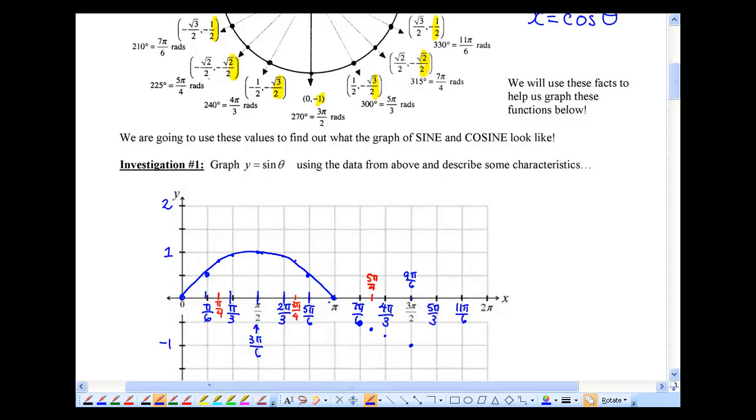Okay? And then we keep going. 5 pi over 3. That would be negative root 3 over 2, so right about there. We've got, of course, 7 pi over 4. That would be over here right in the middle, and that's negative 0.7. 11 pi over 6, negative 0.5, and 2 pi. So something like that. Ladies and gentlemen, the sine graph. You can clap your hands now.